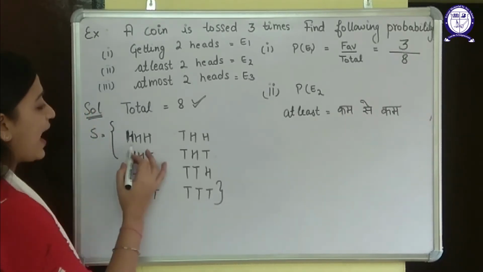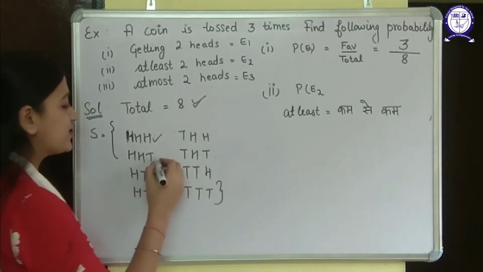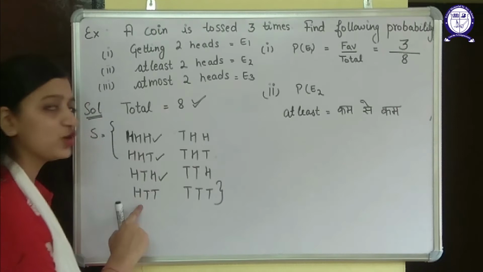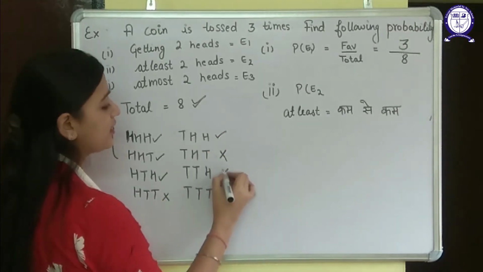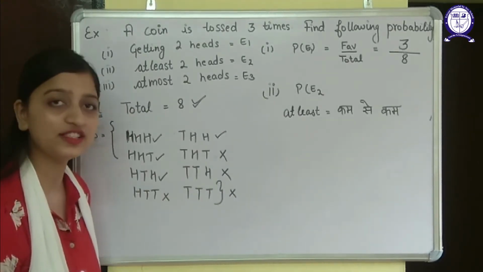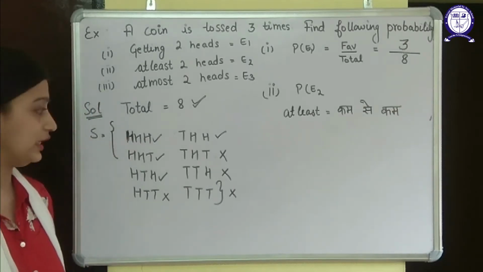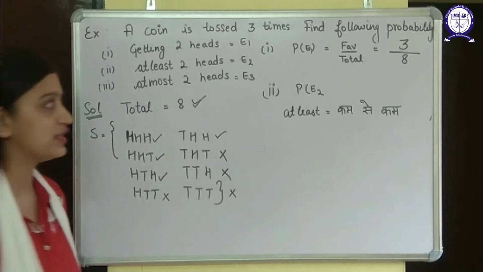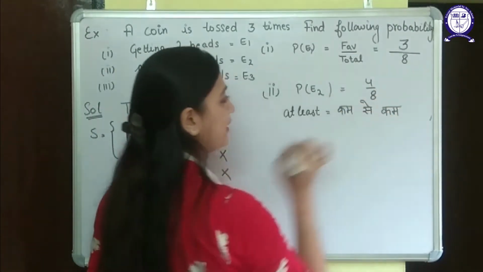Here, I have 3 heads. Okay, 2 heads, then 2 heads. There is only 1 head, so cancel it. I will take this one, cancel it, and cancel it. So how many times do I have at least 2 heads? That is either 2 or more than 2. That is 3. So I will have 4 times that. So my probability is 4 upon 8.